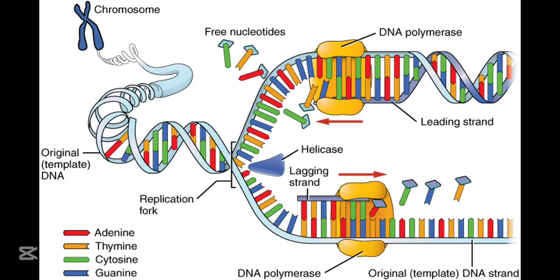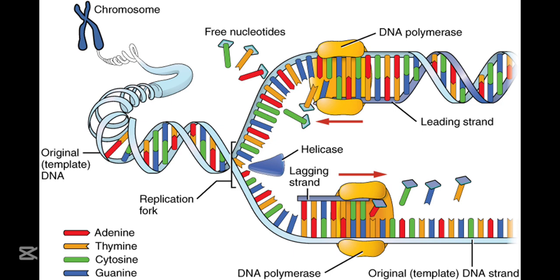Each with a specific job to do. Kind of like a construction crew working together to build a house. One of the most important enzymes is called helicase. Helicase is like the demolition crew. It comes in and breaks the hydrogen bonds that hold the two strands of DNA together, essentially unzipping the DNA molecule, creating a replication fork where the two strands separate.